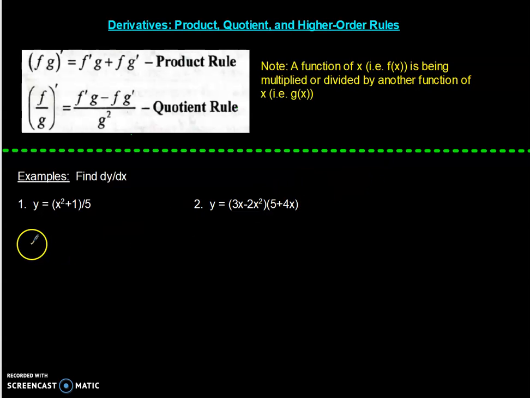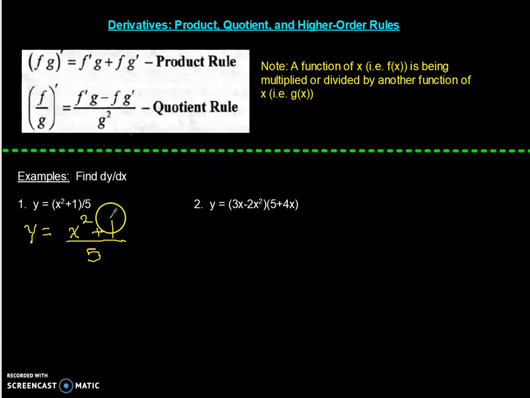So I'm noting that because looking at the first example, notice the instruction says you're finding dy over dx, which just means you're finding the derivative of y with respect to x because the function is in terms of x. If I write this out just so you can see it a little better, this is going to be two functions being divided by one another.